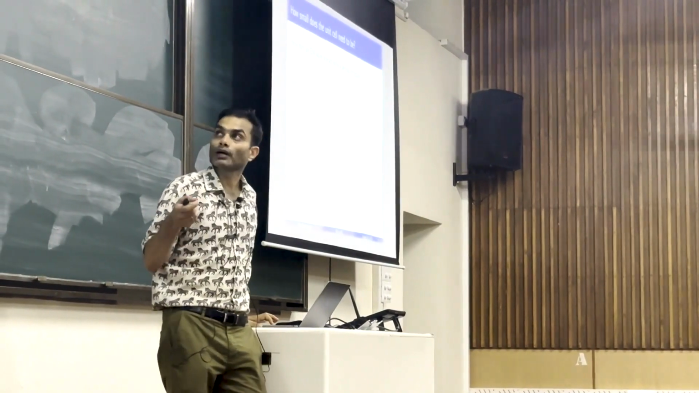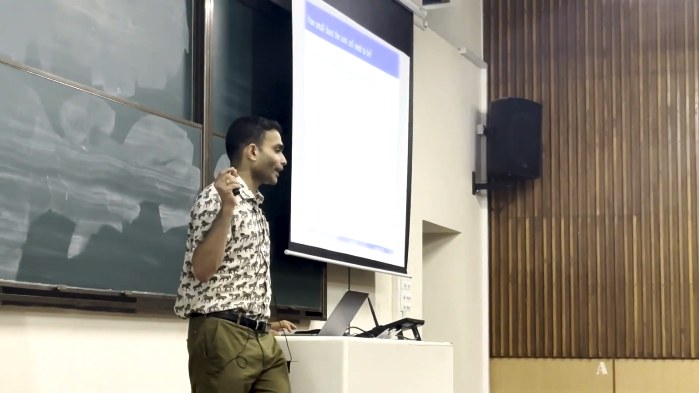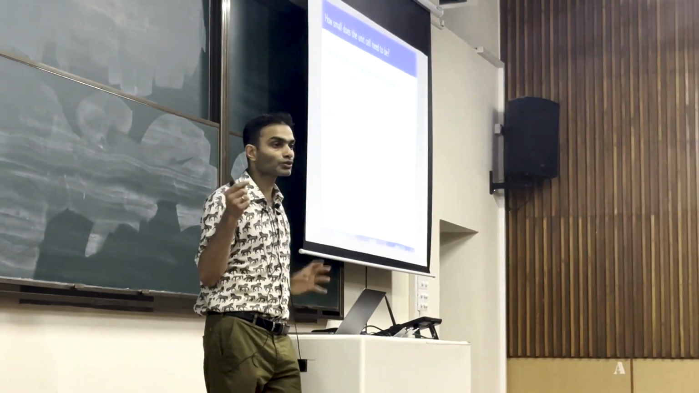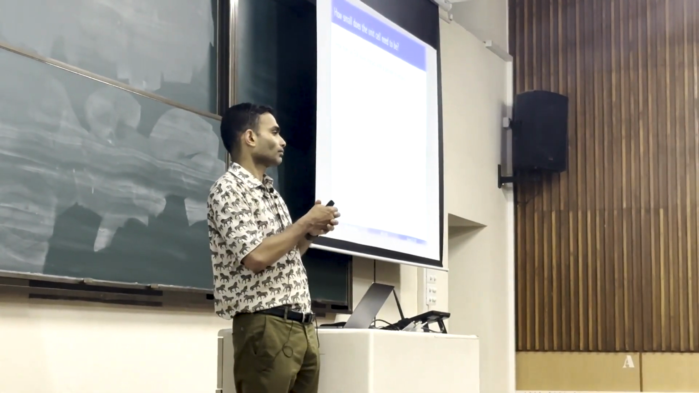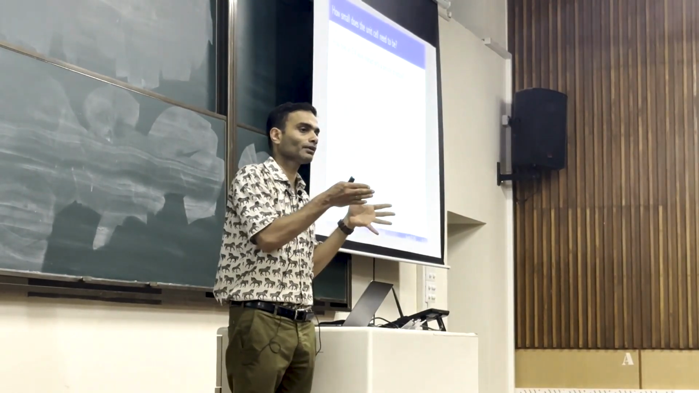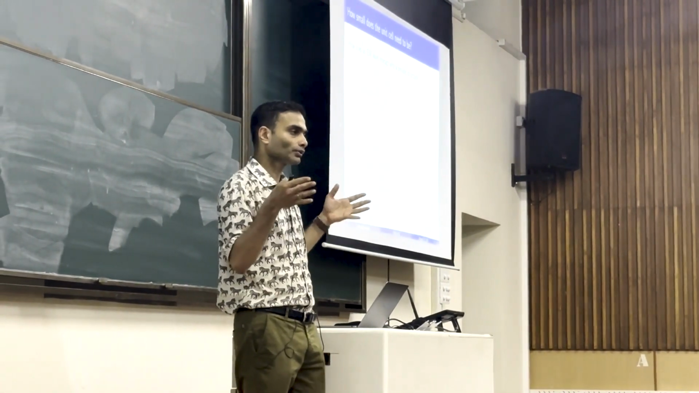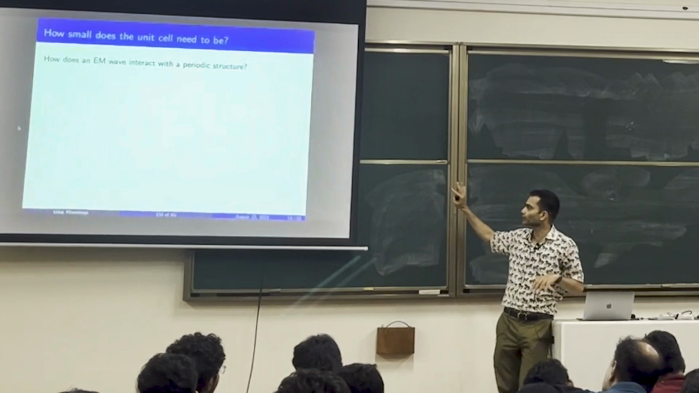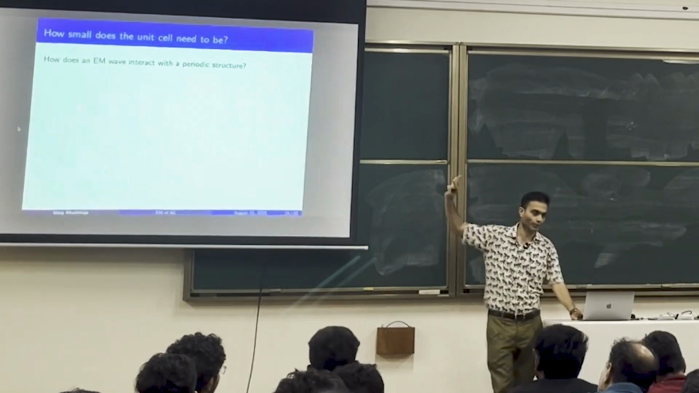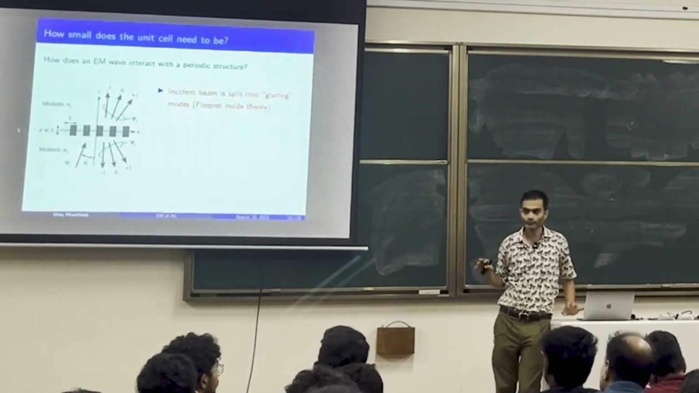So now how small should the unit cell have to be? This is a very important question. How small should it be? Should I make it 1 wavelength, half a wavelength, 1/10 of a wavelength? We don't know this. So this slide is probably the only slightly technical slide, so I'll go through it at a little faster pace.